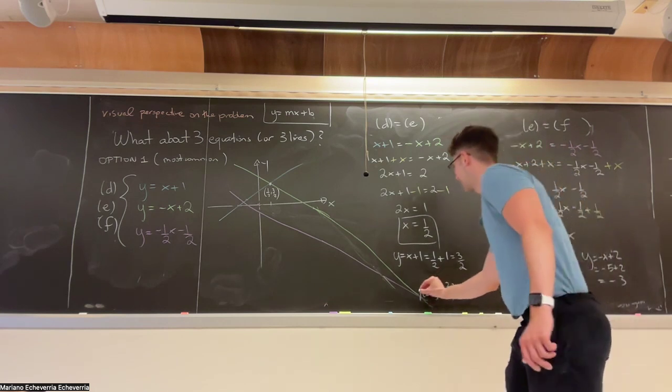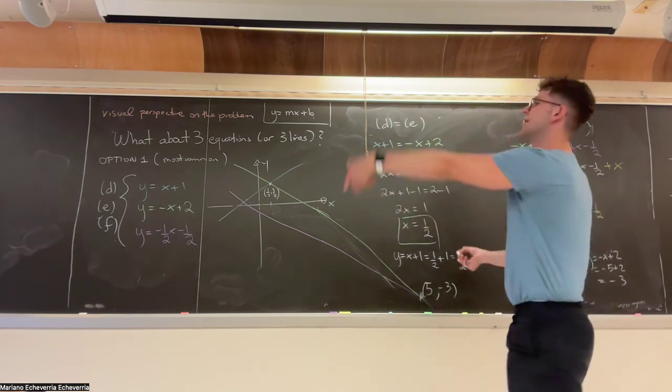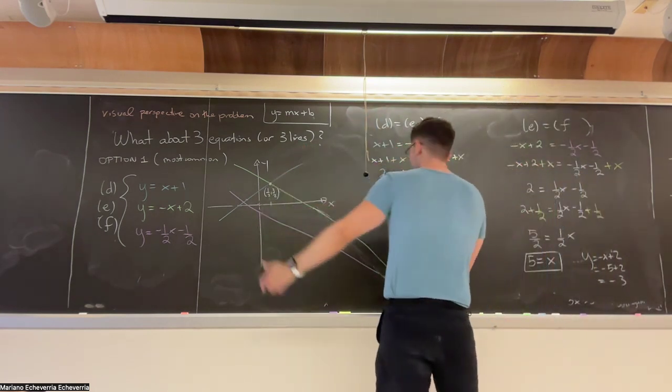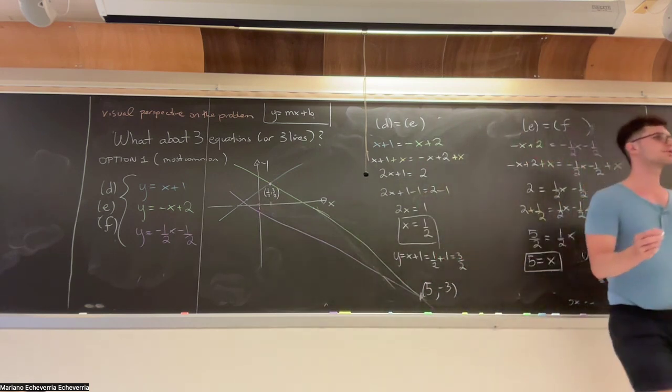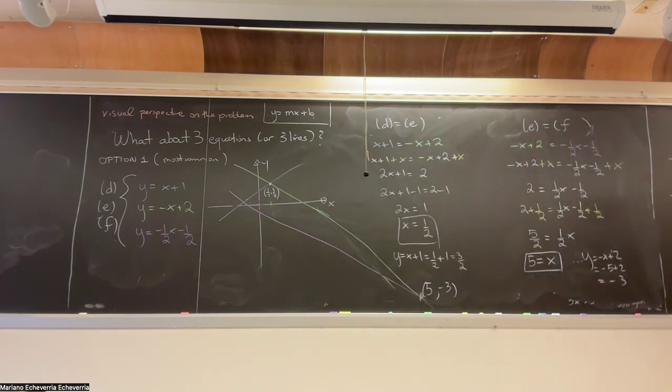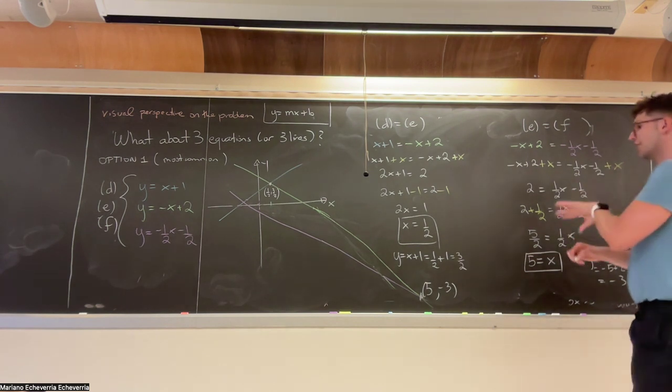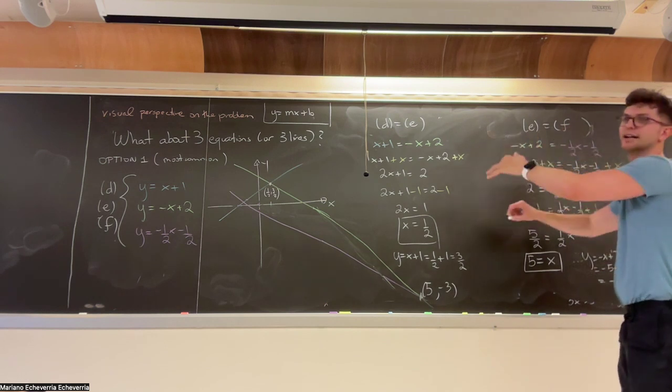It would not have been such a mess. But the only thing I care about is that this point is different from this point. That's more than enough to conclude that there will not be a solution to this system of equations. Does that make sense? So that's all I care about, that we found different values for x and y.